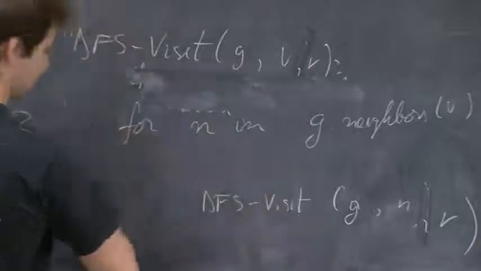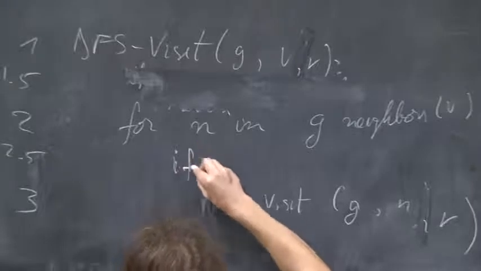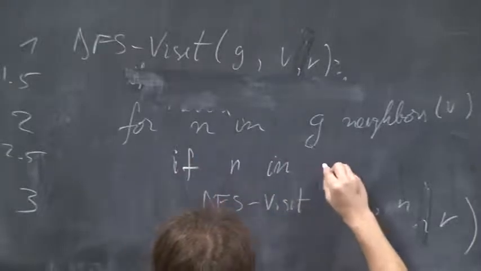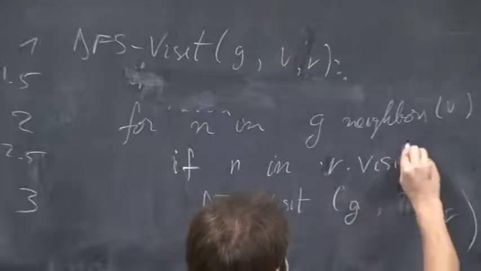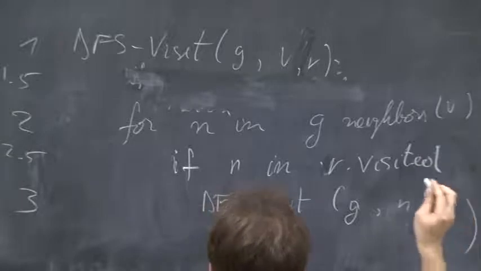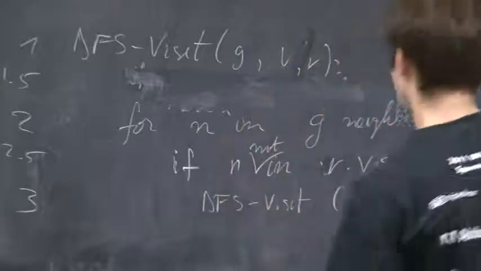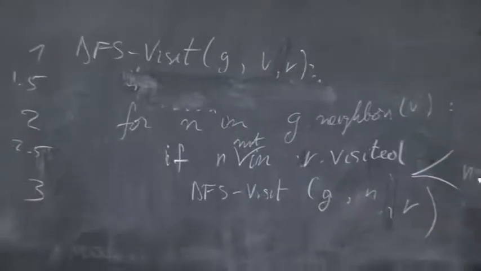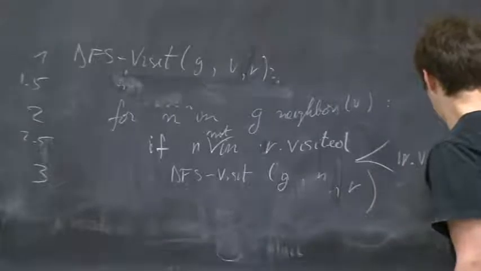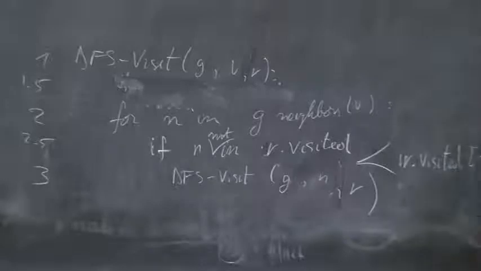If n in visited. Yeah, or if n in r dot visited, we'll probably want not n, right? Yeah. Then you set it equal to true, then insert it into a DFS. Okay. r dot visited of n is true, and then do DFS.